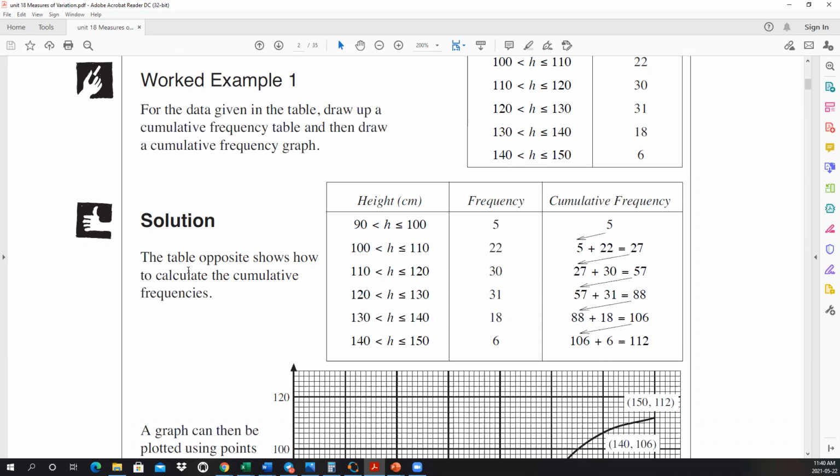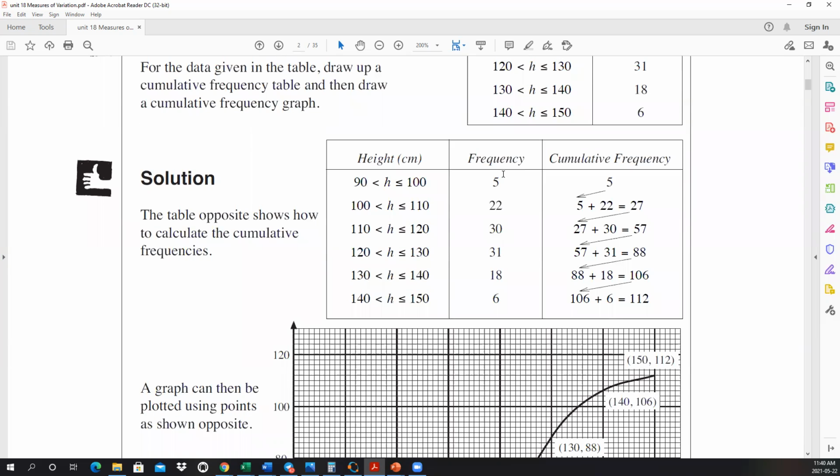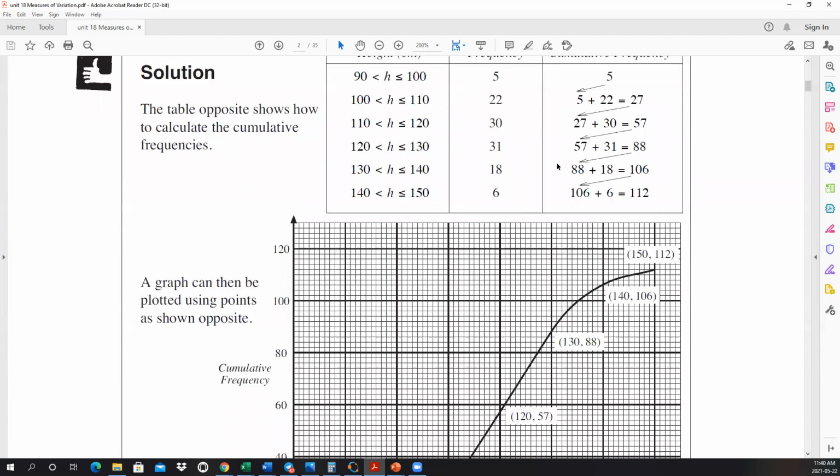The table opposite shows how to calculate the cumulative frequencies. If you look, you're basically just adding up these numbers one after the other. So you start off with 5, then 5 plus 22 is 27, 27 plus 30 is 57, 57 plus 31 is 88, and it goes on. You just keep adding, and that gives you the cumulative frequency. So you have this table now.